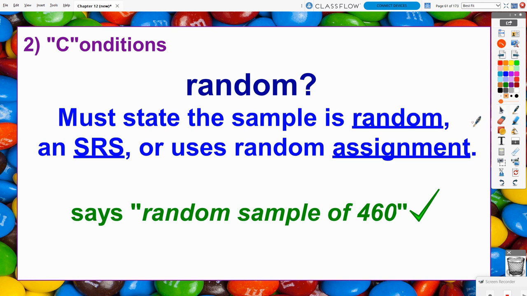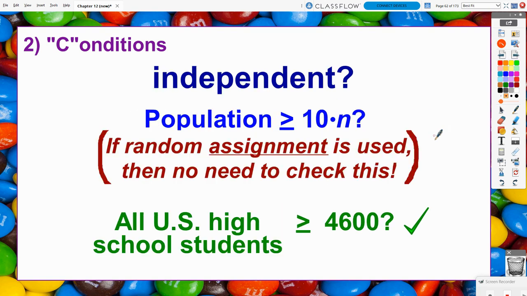The conditions are the same as they were before. We've got to have that random sample. And remember, for a test of independence, there's only one random sample. So it said a random sample of 460. Cool, proceed on.